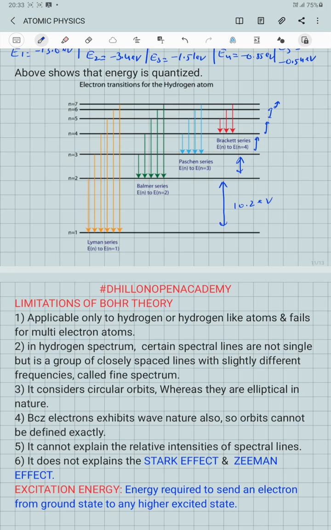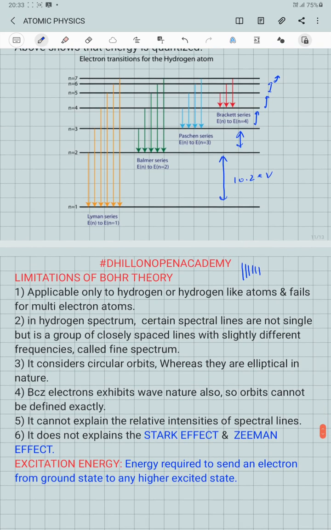This means that if any spectral line in the hydrogen atom is observed with a powerful microscope, then that single spectral line is actually not one line, but consists of a series of different spectral lines which are present very close to each other. We call this type of spectra fine spectra. Why this spectra exists, Bohr's theory cannot explain. Bohr's theory is applicable for circular orbits, whereas in actual practice they are elliptical in nature.